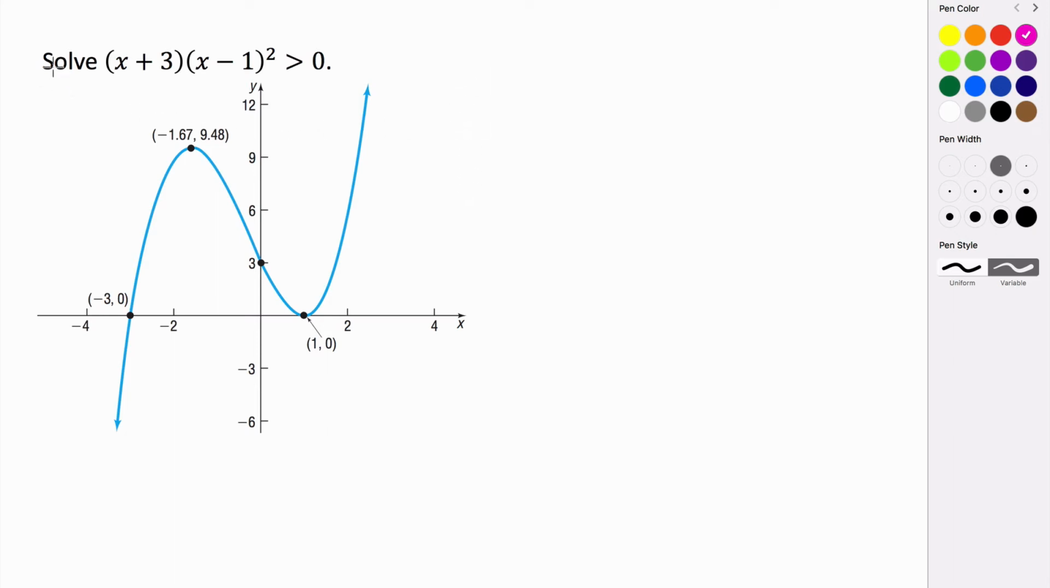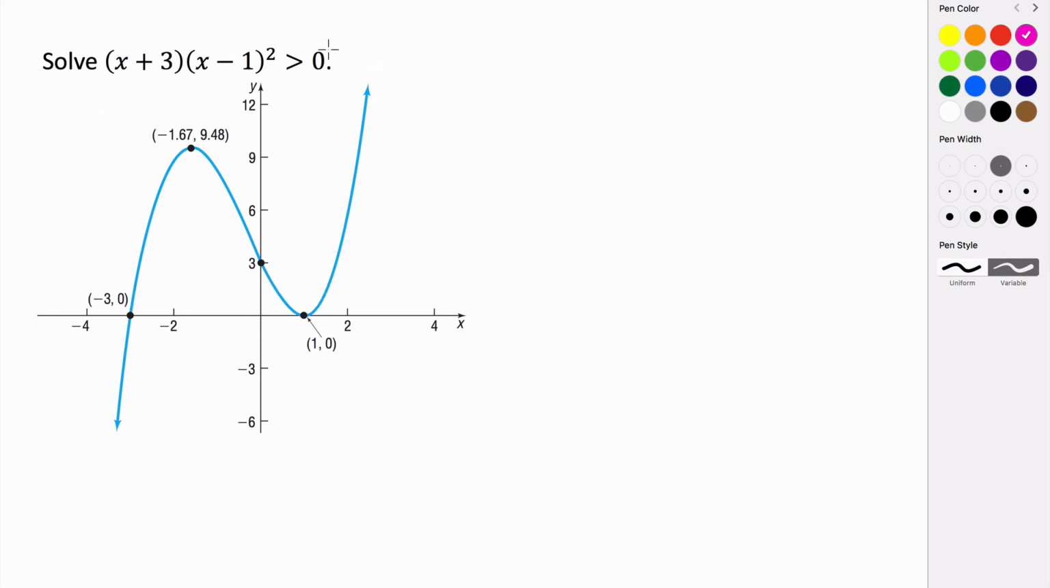In this video, we're looking to solve the polynomial inequality. The quantity x plus 3 squared times the quantity x minus 1 squared is greater than or equal to 0. The graph has been provided here. So we see that we have x-intercepts at -3 and +1. And this +1 has a multiplicity of 2, so our graph is just touching there.